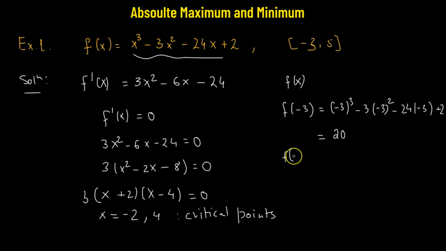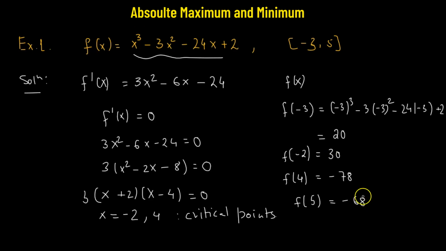Then we calculate the value of the function at x equals -2, and we obtain the value 30. At x equals 4, the value of the function will be -78. And finally, at the other endpoint, x equals 5, the value of the function is -68.